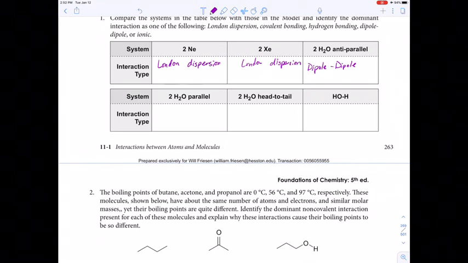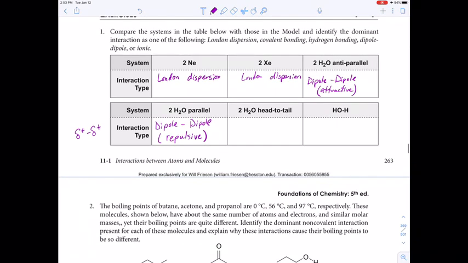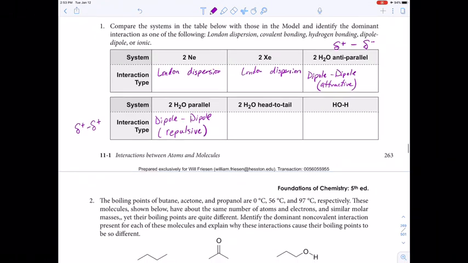Okay, two H2Os in parallel, we should write this as attractive. We also had dipole-dipole, but this one was repulsive. That's not how you spell repulsive. Right, if you have two positive dipoles next to each other, they're going to be repelled. If we have a positive dipole next to a negative dipole, they're going to be attractive.